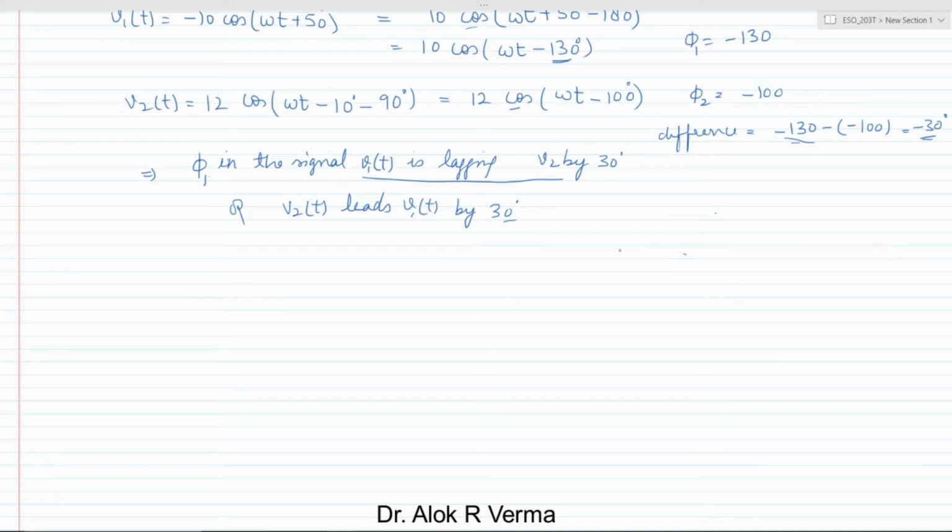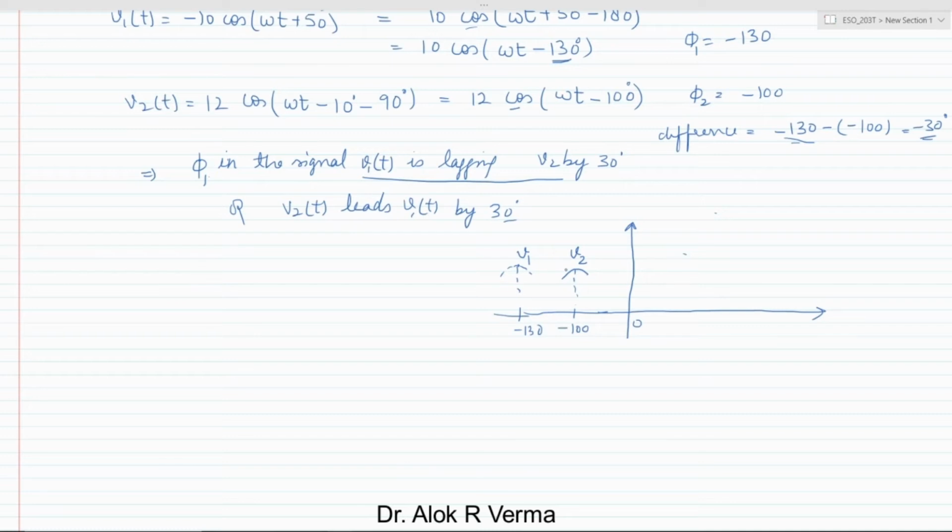We can represent these quantities graphically. So this is the reference. Suppose this is 180, 90, this is minus 100 and this is minus 130 for reference. So the peak of one signal will be here and the peak of the other signal will be here, in the negative direction. So this is basically V1 and this is basically V2.